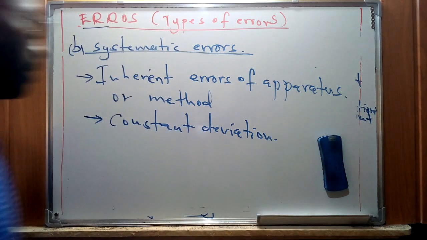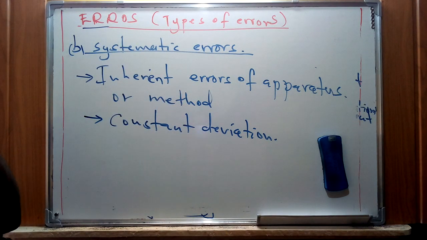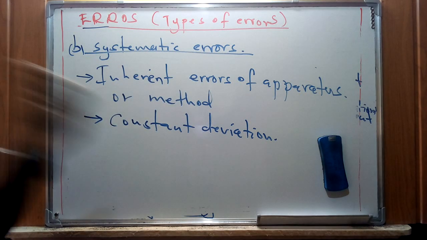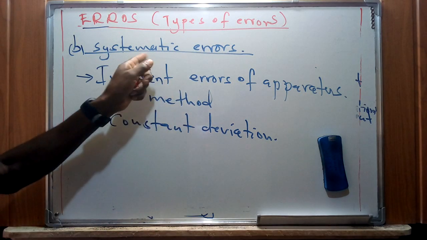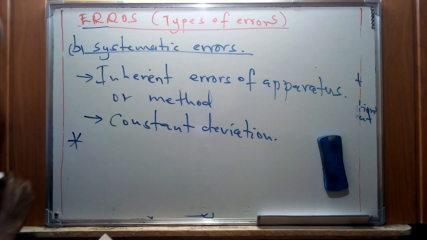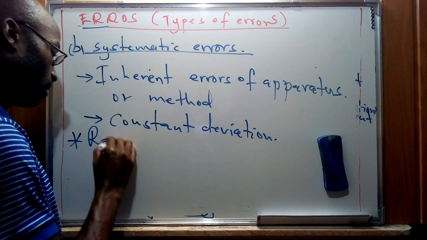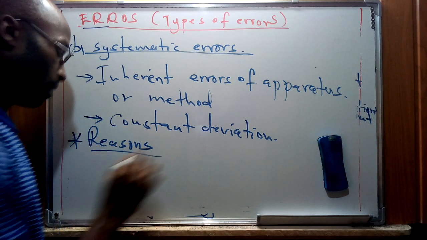And therefore, in any case, if we come across a specific deviation that is appearing in a constant way, or inherent errors in a constant way, then we are going to see that it's going to fall under the class of systematic errors. So for systematic errors, we are going to look at the reasons, or some of the causes of these systematic errors that we're mentioning.